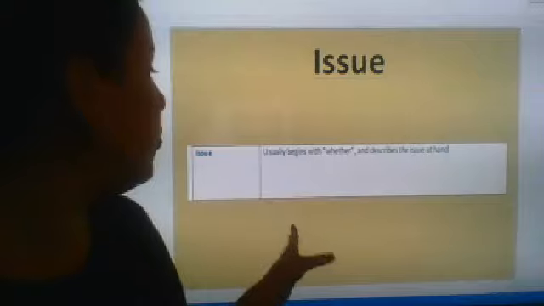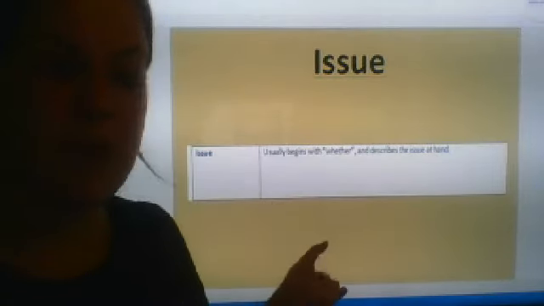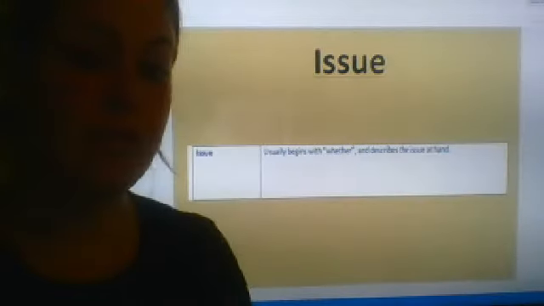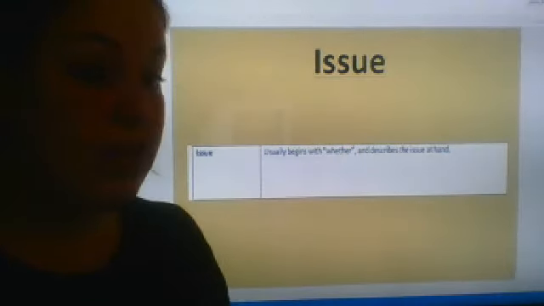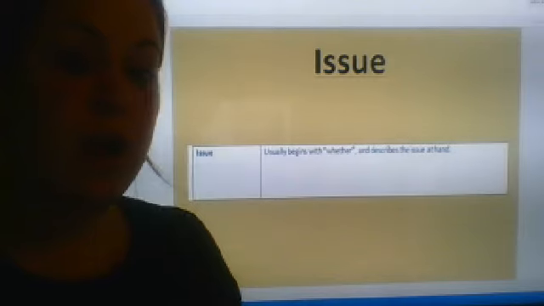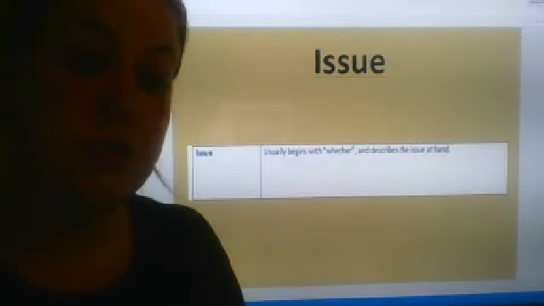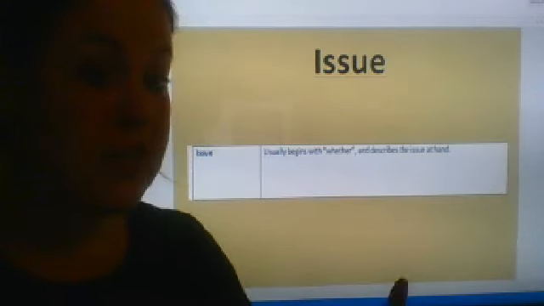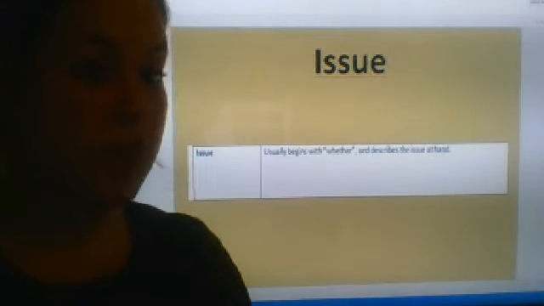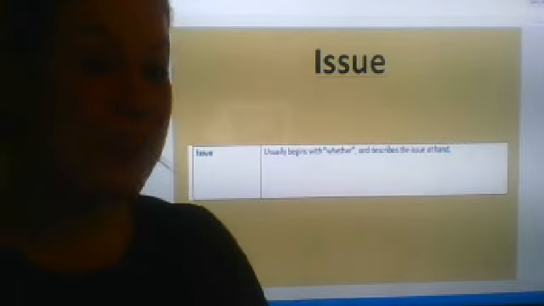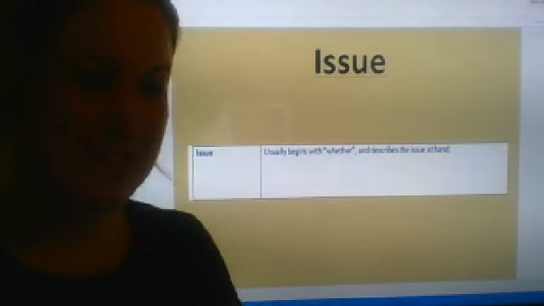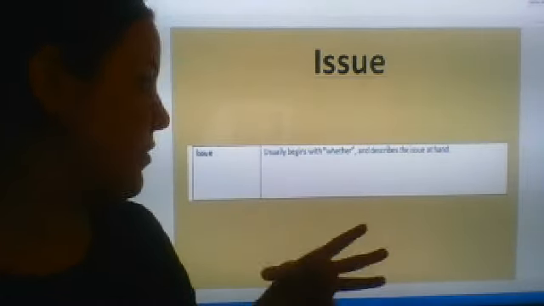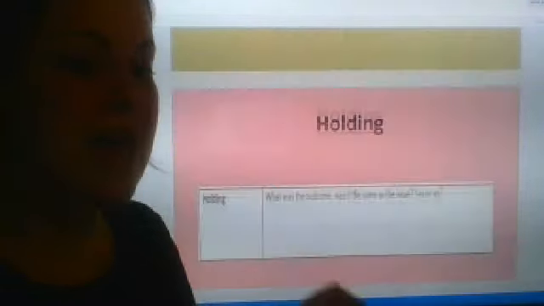Now the issue will usually begin with "whether," and it describes the issue at hand. So say your dog bit someone. Whether or not the owner is responsible for a dog biting another person. Say that other person was inside of their fence. Is that owner responsible for the dog biting if the other person was inside of their fence? So you would use this to describe whether or not, and what the issue is at hand.